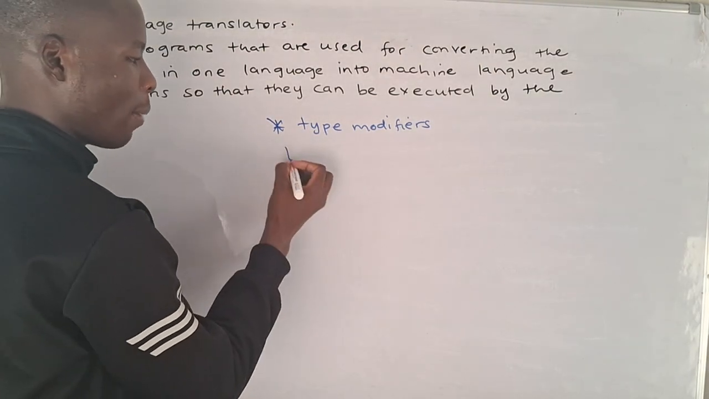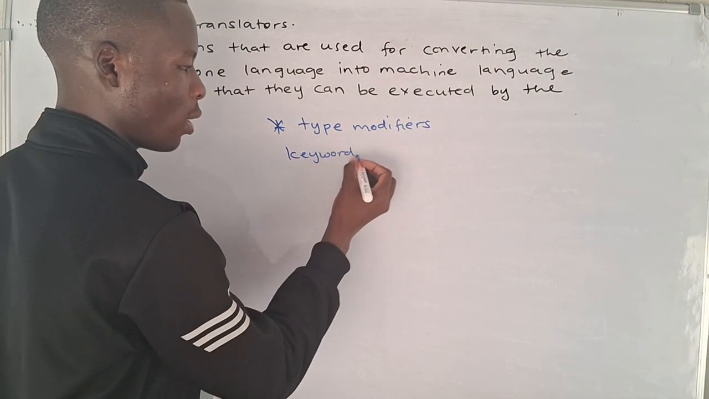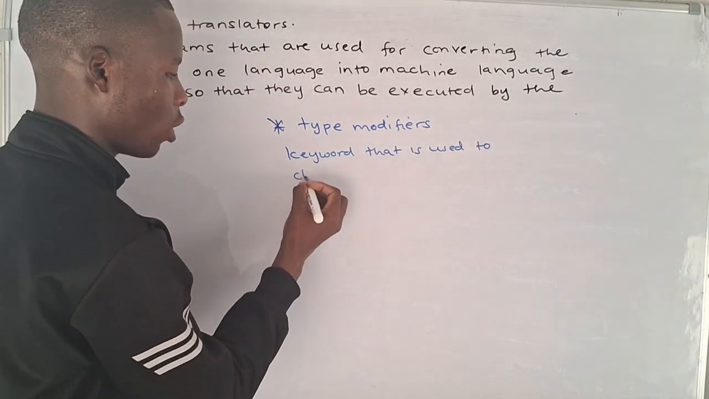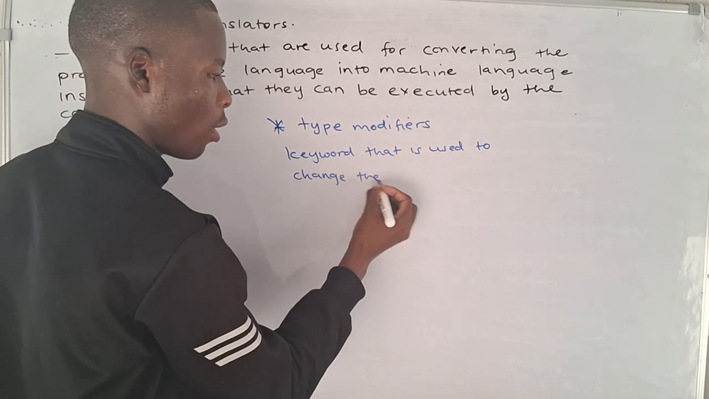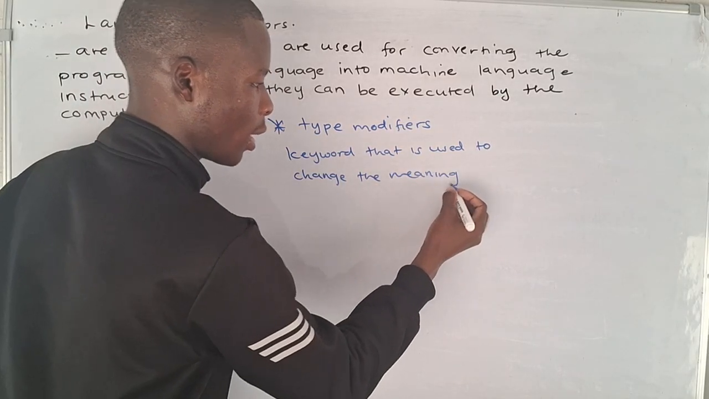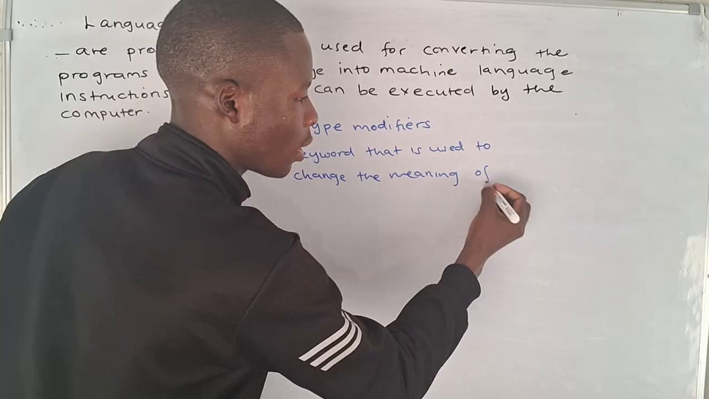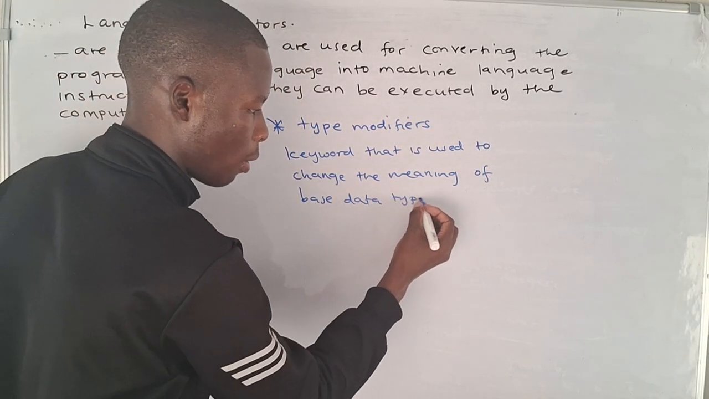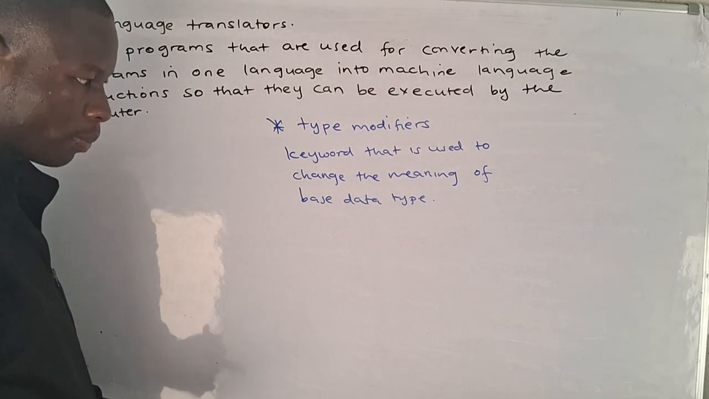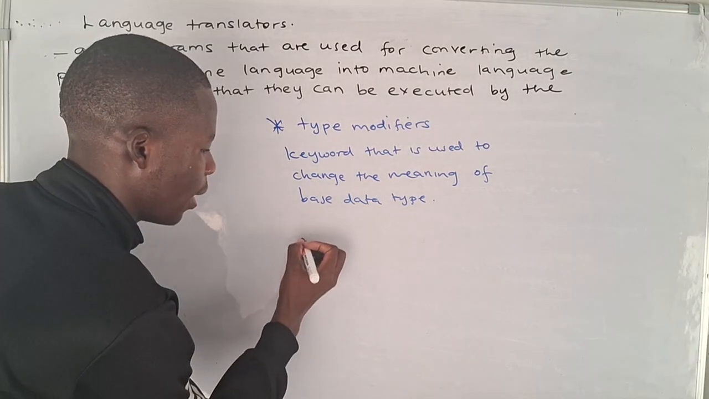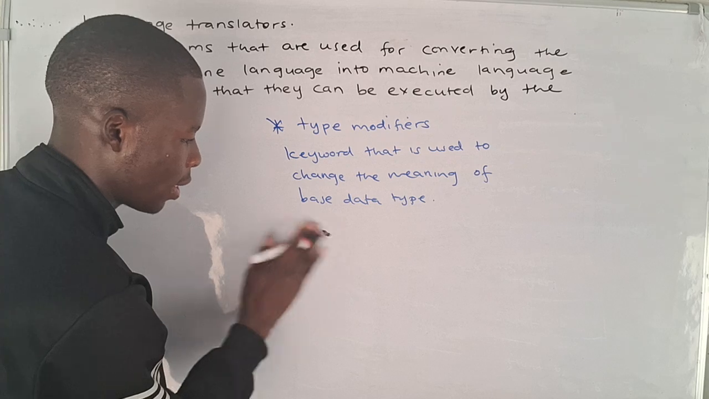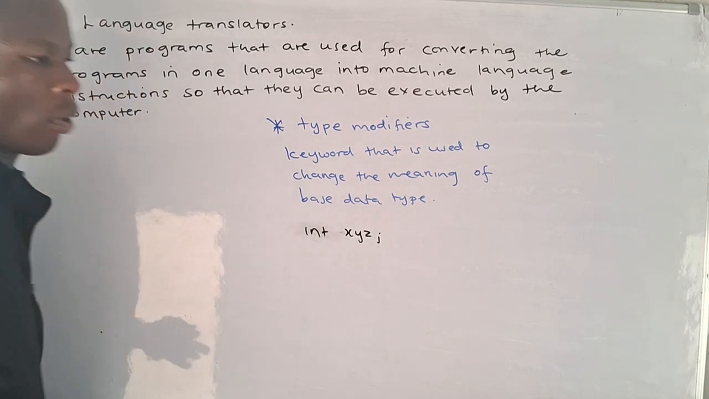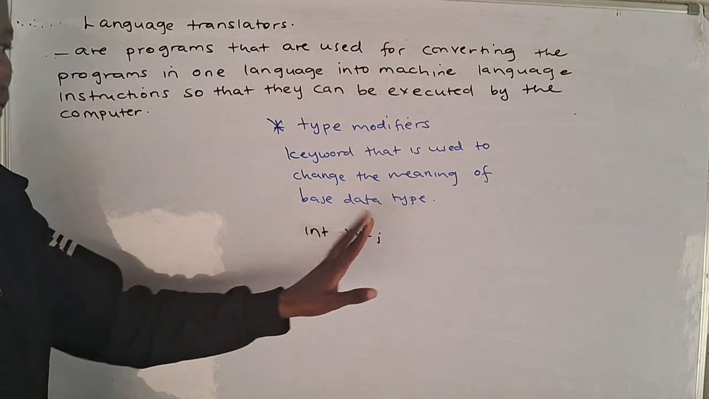A type modifier is a keyword that is used to change the meaning of a base data type. For example, let's say I have int xyz semicolon. I have int xyz semicolon.